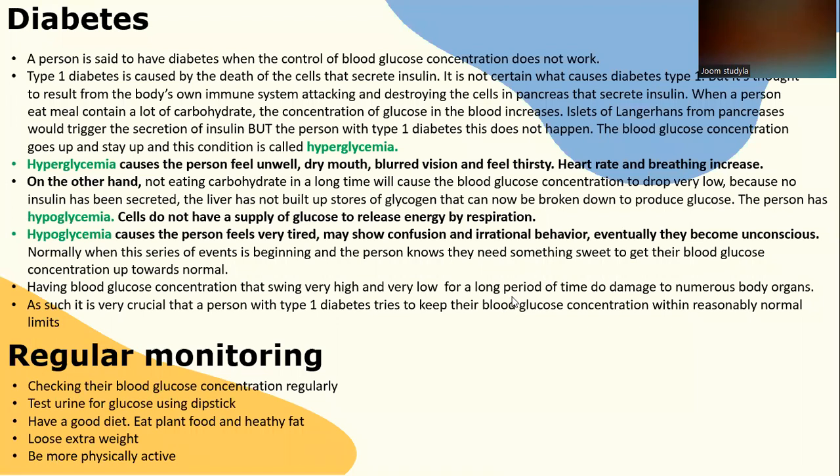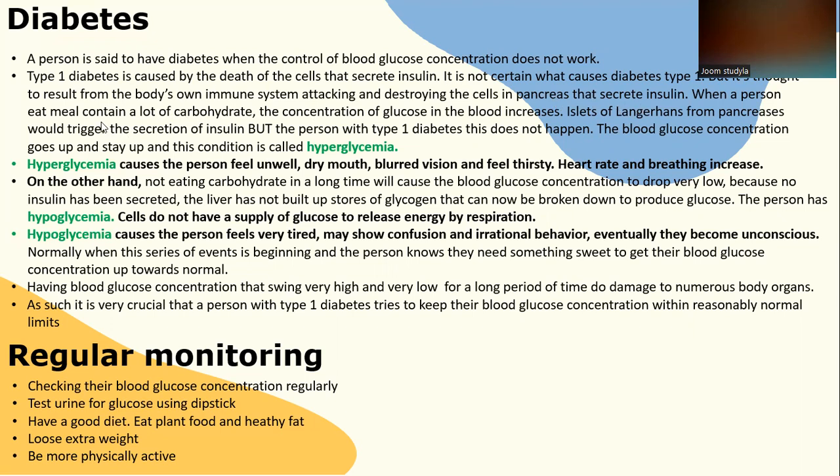Diabetes. A person is said to have diabetes when the control of blood glucose concentration does not work. Type 1 diabetes is caused by the death of the cells that secrete insulin. It is not certain what causes type 1 diabetes, but it is thought to result from the body's own immune system attacking and destroying the cells in the pancreas that secrete insulin.